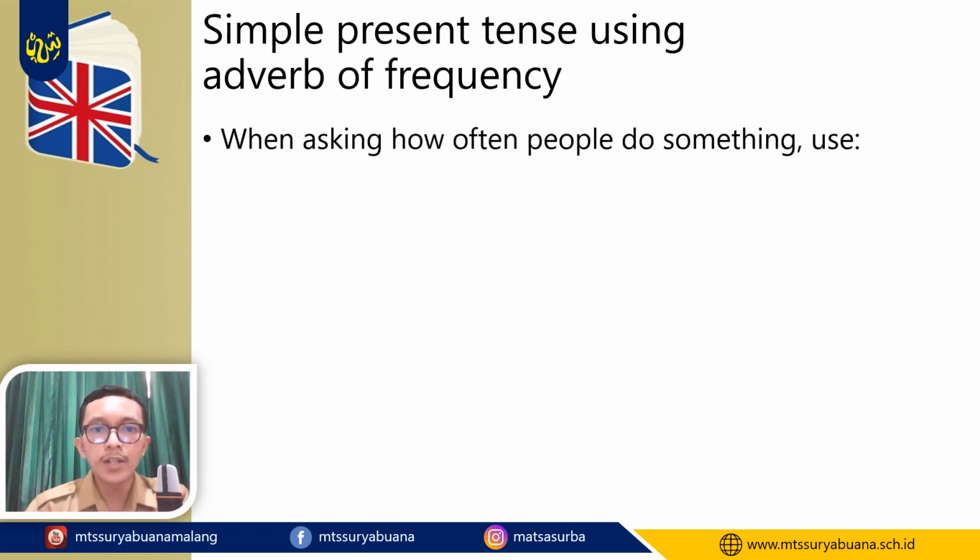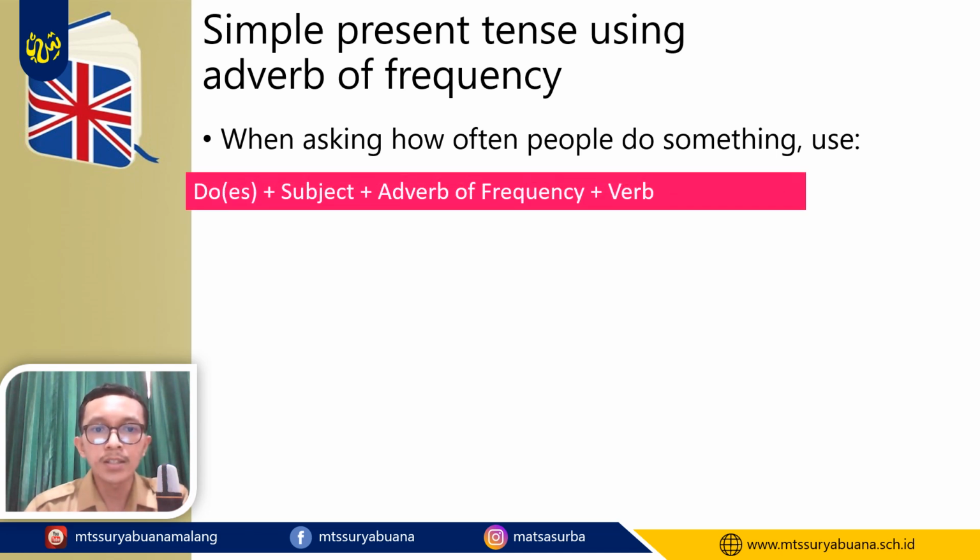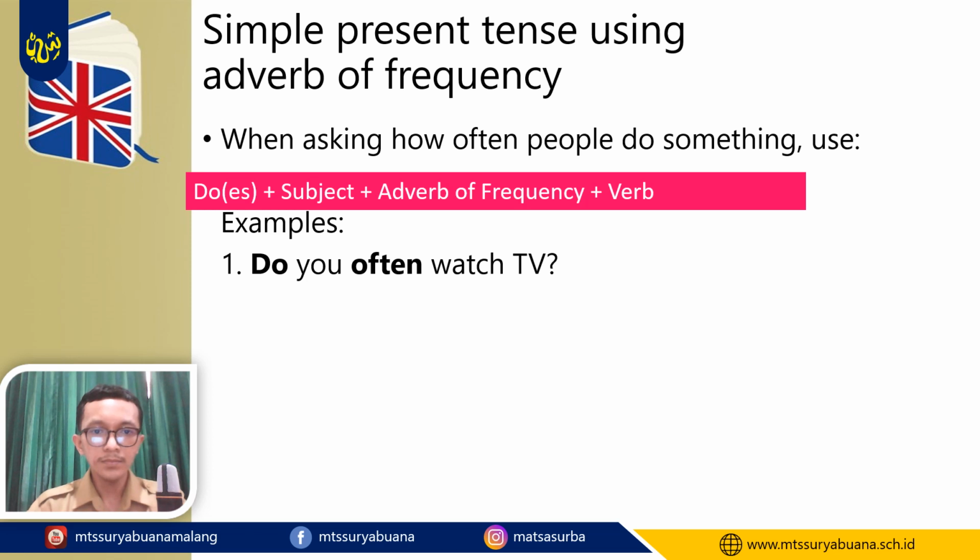Okay, the next rule about adverbs of frequency. When we ask how often people do something, use do or does, followed by the subject, followed by the adverb of frequency, and then the verb. If you want to make a question or interrogative sentence, you have to follow this rule. The first one, do you often watch TV? Why does this sentence use do instead of does? Because the subject here is you.